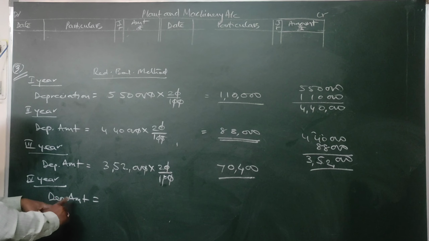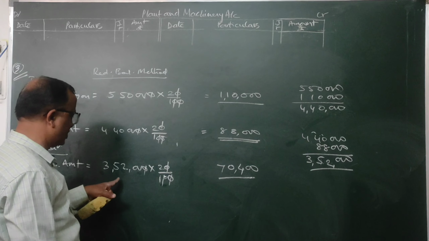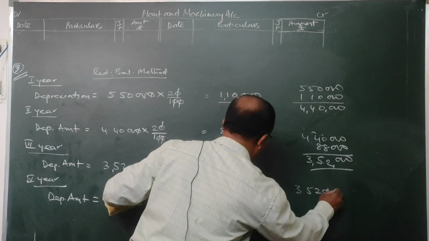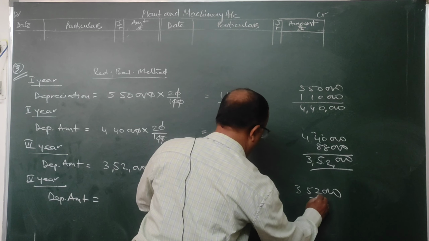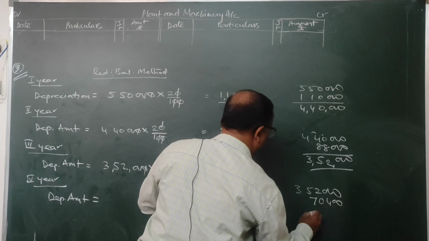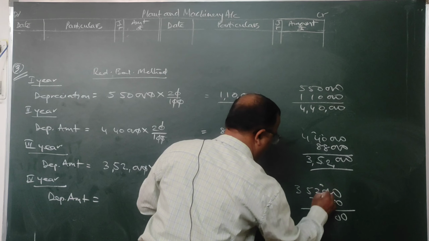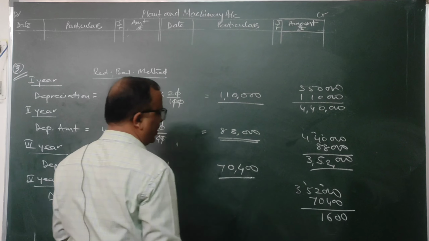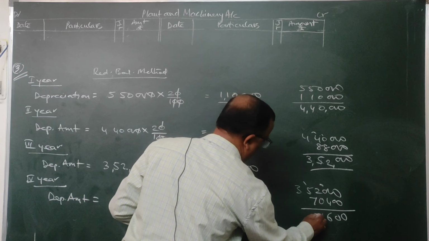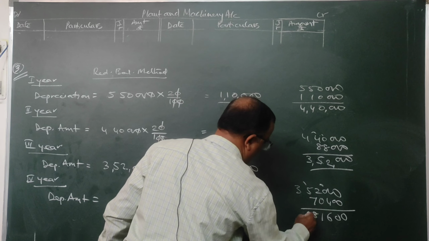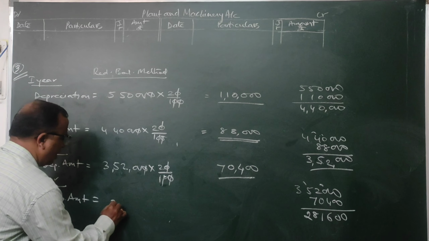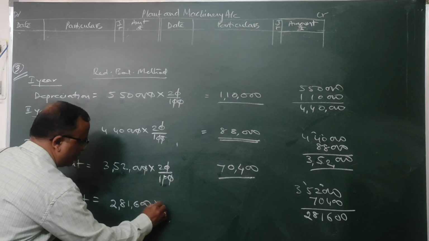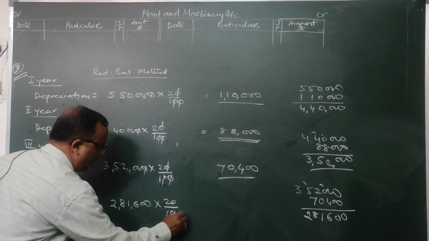For the fourth year, because he has asked us to calculate for 4 years, how do you calculate the depreciation amount? Now try to understand this. From 3,52,000 you subtract the depreciation you have provided, 70,400. 10 minus 4 is 6, 1 is left over, 15 minus 6 is 9, 8 is left, so here it will be 2,81,600. On 2,81,600 at the rate of 20% you calculate.